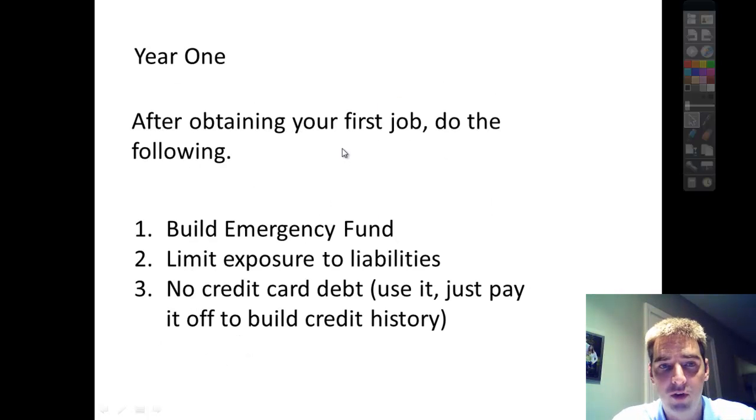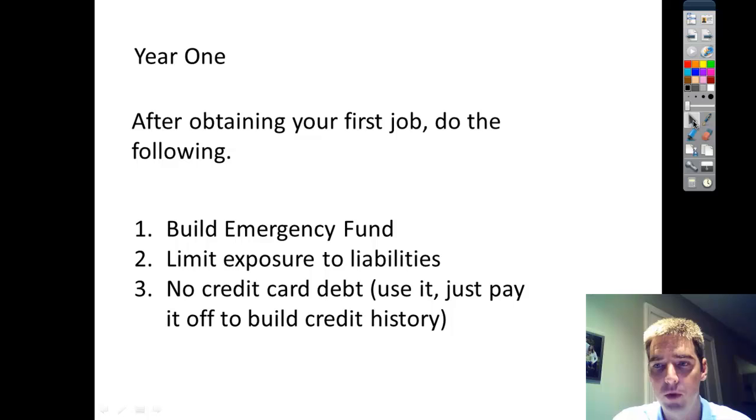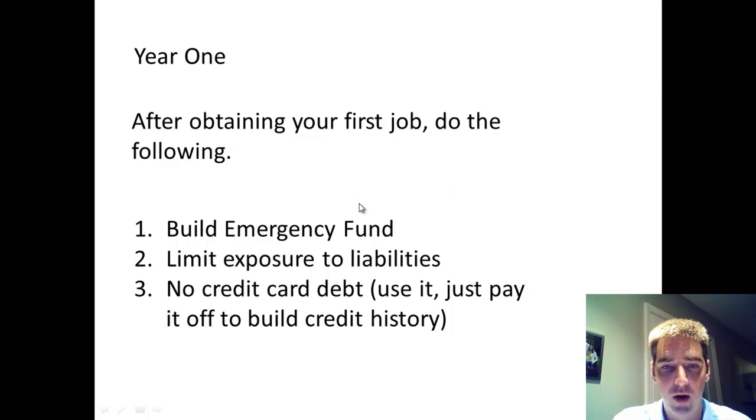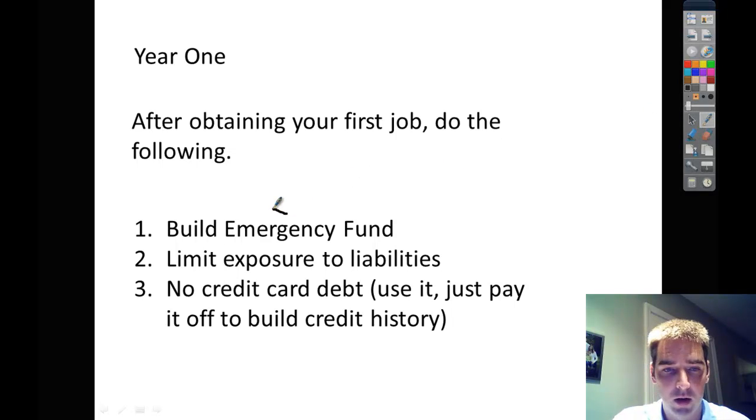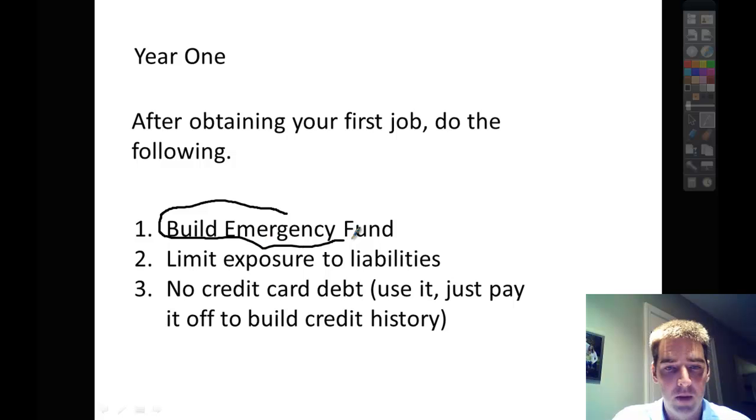So where I want your focus to be, and I gave you a small little path to follow: in year one, after you obtain your first job, do the following. The first and the most important thing, and you might even have this because you might have saved up money in your teenage years, during college maybe you saved a little bit of money, but basically the first thing that every individual, every household should have is build an emergency fund. This emergency fund is by far the number one important thing that you should have, and I'm going to circle this because that's how important I think that is. I'm going to even put a star. There you go. There's my art ability right there.